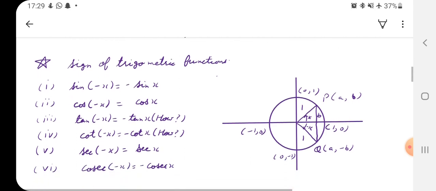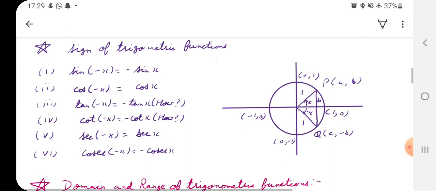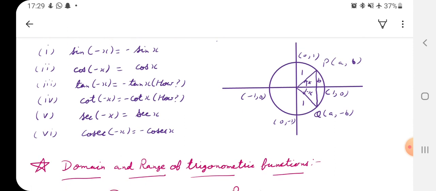Now we will talk about the sign of trigonometric functions. So first of all, if I take sine of minus x, what will it be? It will be minus sine x. Cos of minus x will be cos x. Tan of minus x will be minus tan x. How? Tan of minus x means sine of minus x by cos of minus x. That means minus sine x by cos x, which is actually minus tan x.